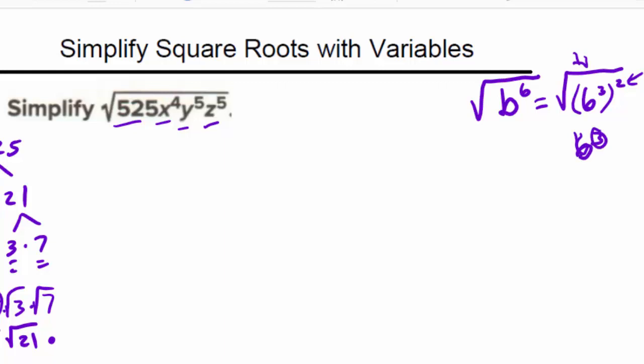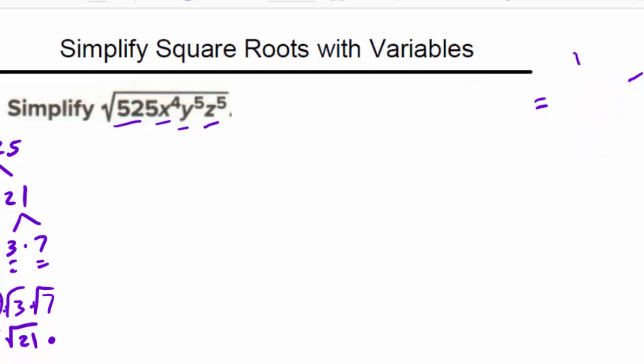Notice that this power of 3 is half of the 6, which means every even exponent on a variable is a perfect square, and it comes out half as big. So that's the shortcut there. I might want to write that down. Every even exponent is a perfect square, and it comes out of the radical half as big, or the exponent comes out half as big.